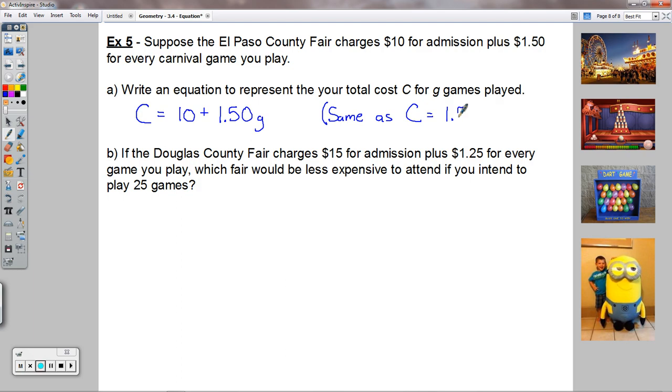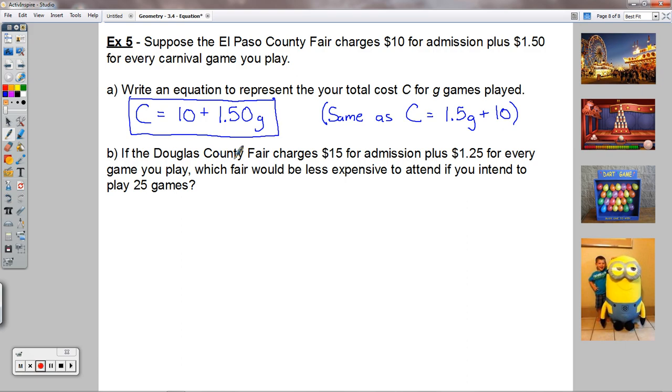You could write 1.5 instead of 1.50. And so this would be an equivalent way to write the same equation. But I'm going to use this one instead of that one. They're both representing the same thing, so it doesn't really make a difference. And I chose to leave this as 1.50 because I'm thinking about money, so I think it makes sense to do that, but you could write it as 1.5.